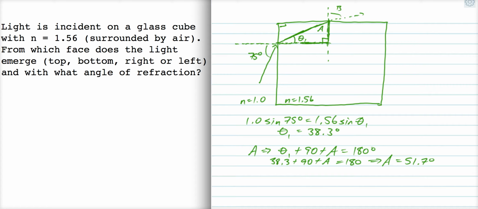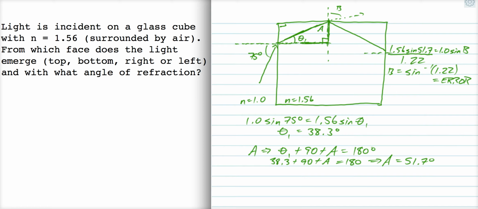Now, if I were to try to get the light out of the prism at this point, with some angle B, I would get 1.56 sine 51.7 is equal to 1.0 sine B. The problem is that if I multiply these two things together, I get a number that's greater than 1. This adds up to 1.22. And if I try to take the inverse sine, if I say B is equal to the inverse sine of 1.22, I get an error. So that tells me that that's not possible, that the angle of refraction is greater than 90. Therefore, this is going to do total internal reflection and come out here.